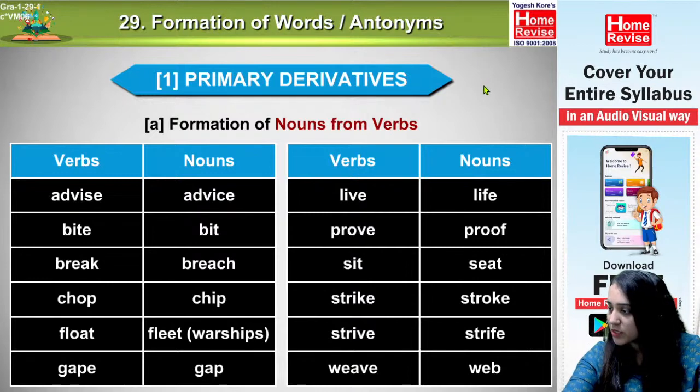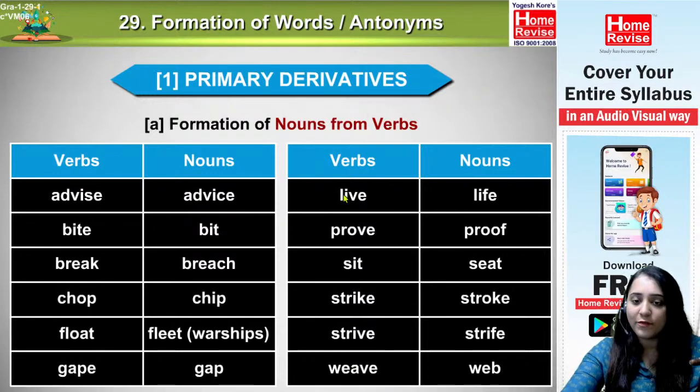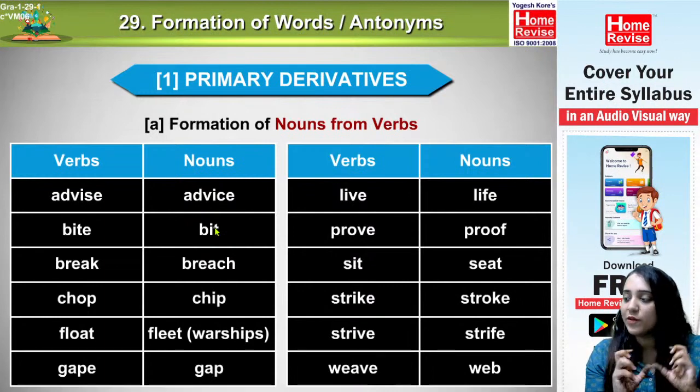Ma'am, what was the question? The question was that you have to take one word from the verb, frame a sentence, then take another word from the verb or noun and frame a sentence. Like I did, bit and bite. I took a bite of the cake. And for bit, I will write, can you take a bit of it? So these are two different words.